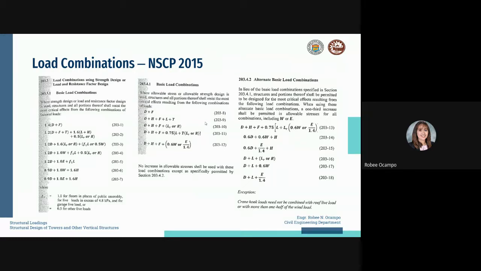Okay? And we also have here the alternate basic load combinations. This is permitted to be designed for the most critical effects resulting from the following load combinations. Of course, there's a condition here. When we're going to use this alternate basic load combination, there should be a 1/3 increase permitted in allowable stresses for all combinations, including for the wind load and for the earthquake. Okay, so these are the load combinations that we're going to use according to the NSCP.